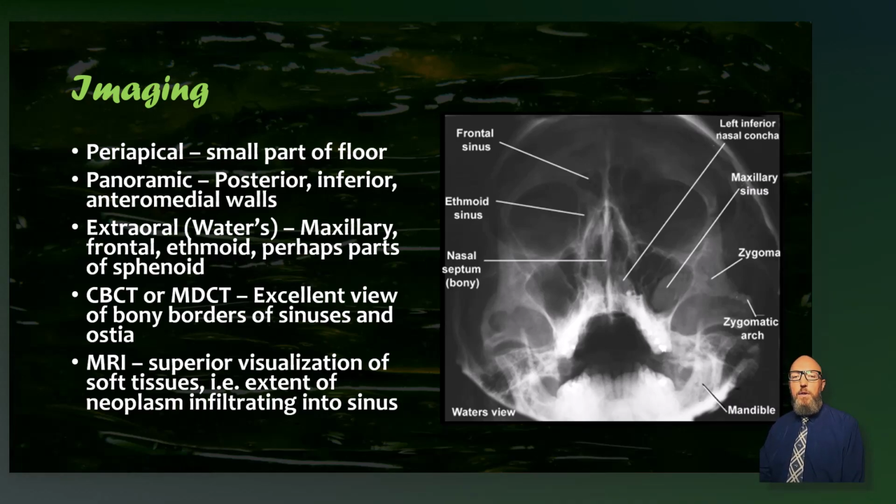Of course, our best view for bony structures is going to be either CBCT or medical CT, multi-slice detector CT, which gives an excellent view of bony borders of sinuses and the ostia and can show you patency of all these structures. You can see if there's any mucosal thickening, any fluid in the sinus, really anywhere in the paranasal sinuses. MRI is superior at visualizing the soft tissues, so extent of neoplasm that might be infiltrating in the sinus.